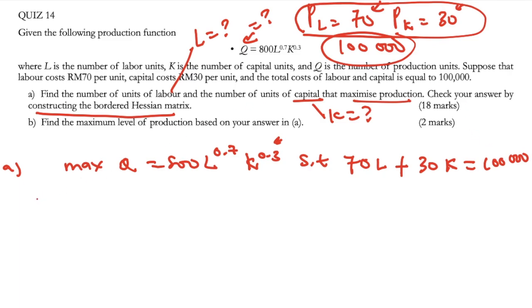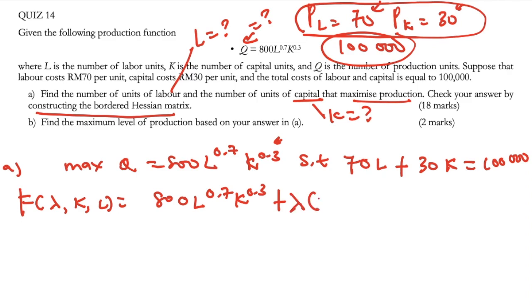Next, you construct Lagrangian function. F(lambda, K, L) is equivalent to what? Equivalent to objective, and then you write this plus lambda. Like I said in the lecture, you come with 100,000 first, and then you minus 70L minus, because here in bracket, if I write it this way, if I put plus, you should put bracket close. You get what I mean?